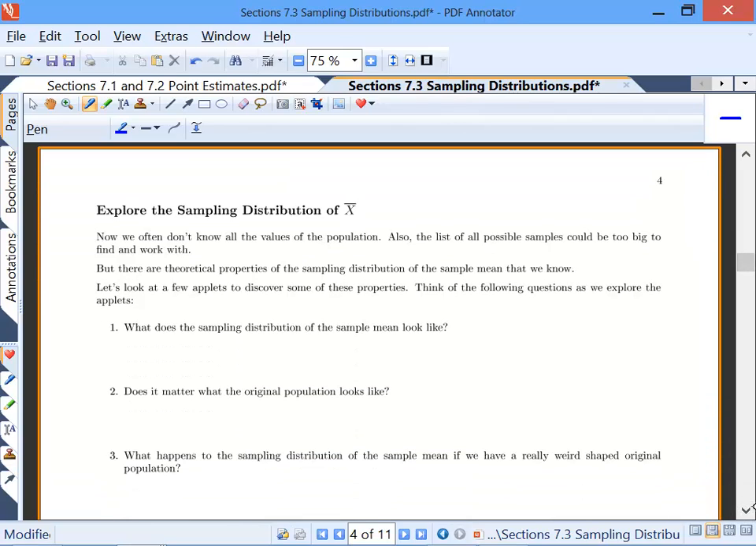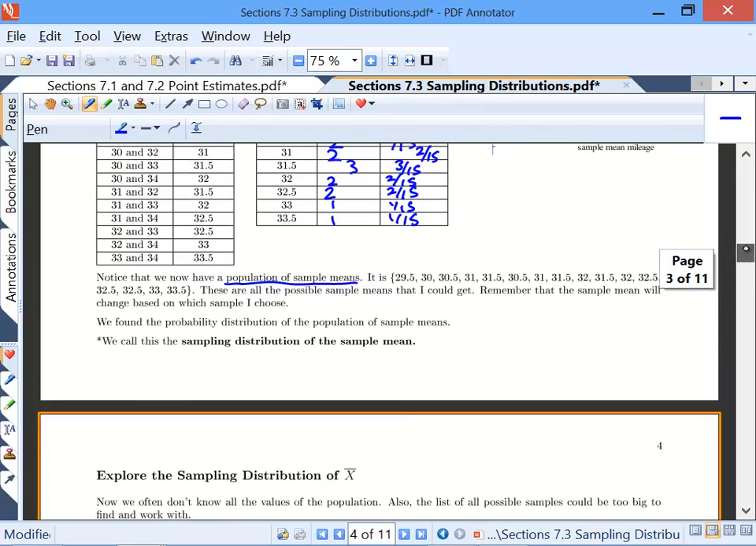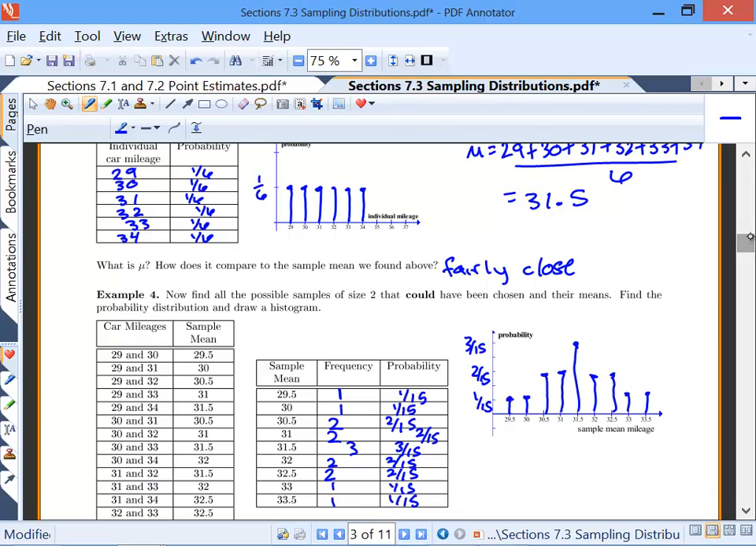Now, so far, we've only dealt with populations of like 4 or 6 values, and so it was actually possible to know all the values of the population and to find all the possible samples. But in practice, we don't know all the values in the population. If we did, we wouldn't need to try and estimate anything. And our list of all of our possible samples would be too big to find and work with. But there are some theoretical properties of the sampling distribution of the sample mean that we know, and then we can figure out.